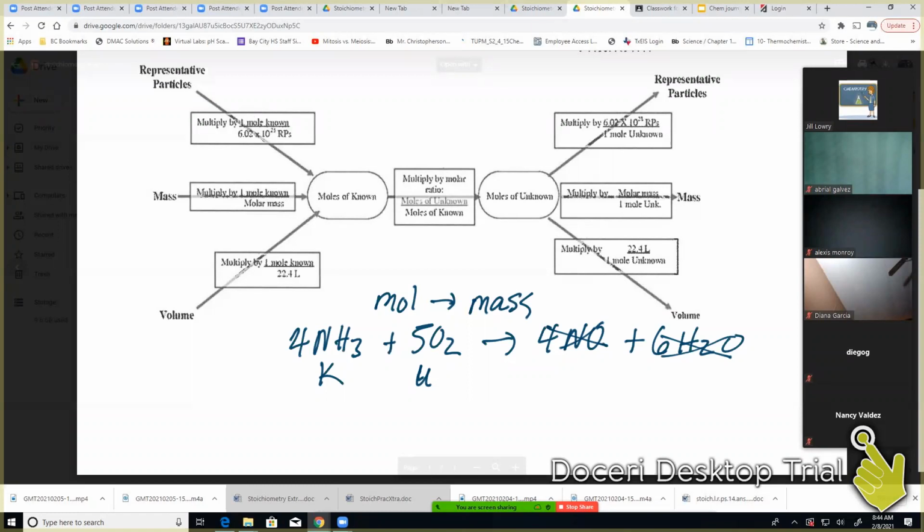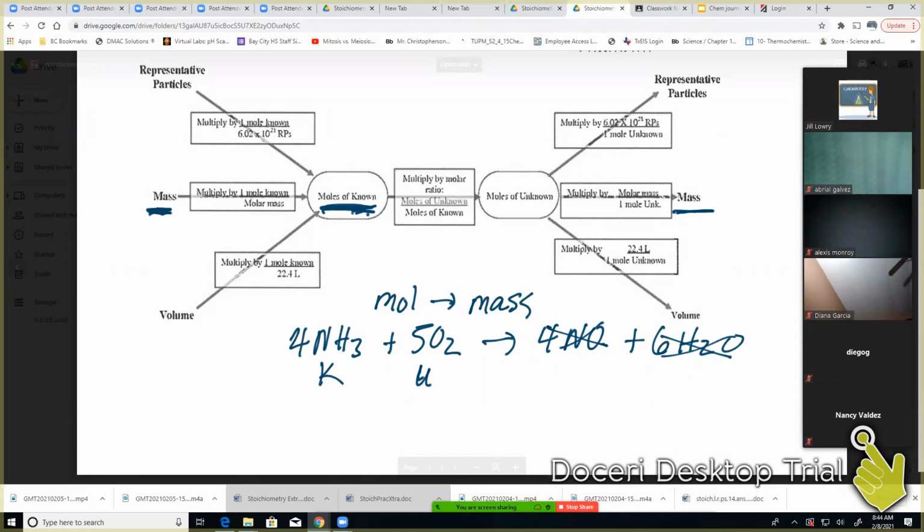Since my given is in moles, I don't want to start over here with mass. I want to start right here because that's what I know. I know how many moles of my known I have. And I want to get all the way over here, which would be mass or grams of my unknown. So we're going to be starting at two places today. If your given is in grams, you'll start here. If your given is in moles, you'll start here. So we're going to start here.